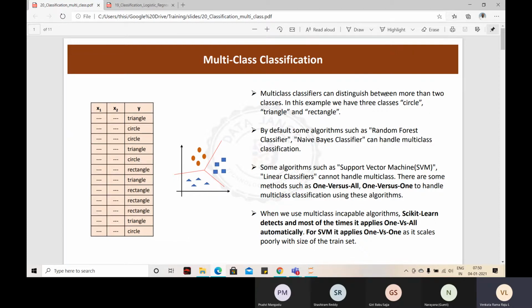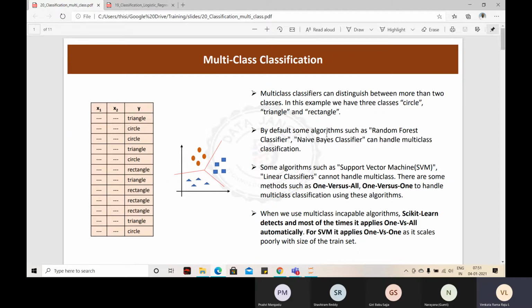Multi-class classification can distinguish between more than two classes. In this example, it is distinguishing circles, triangles, and rectangles. Based on the x value and y value, it will find out the decision boundaries. And when a new record comes in, it takes the x value and tries to find out in which region the record falls into.